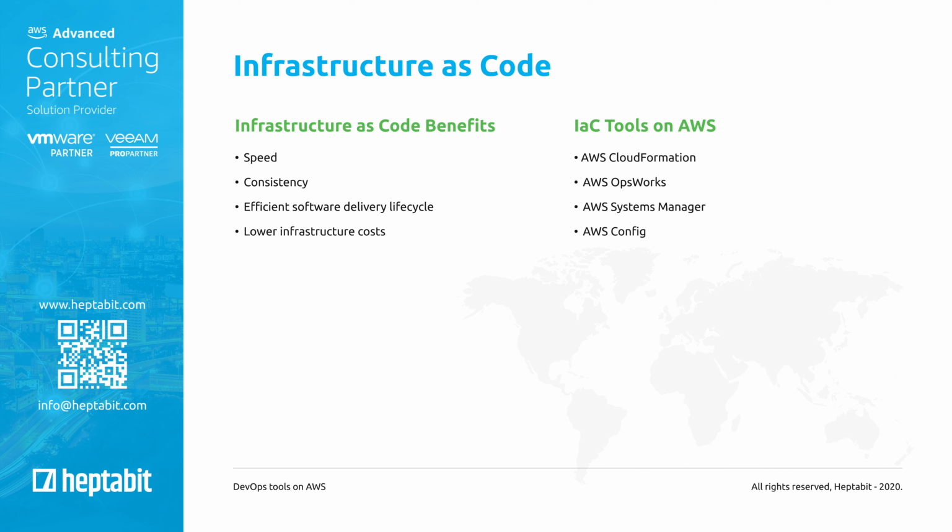AWS Config is a fully managed service that helps enable security and governance. It provides an AWS resource inventory, configuration history, and change notifications.